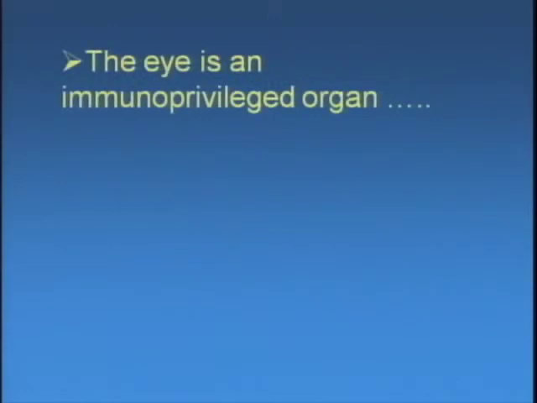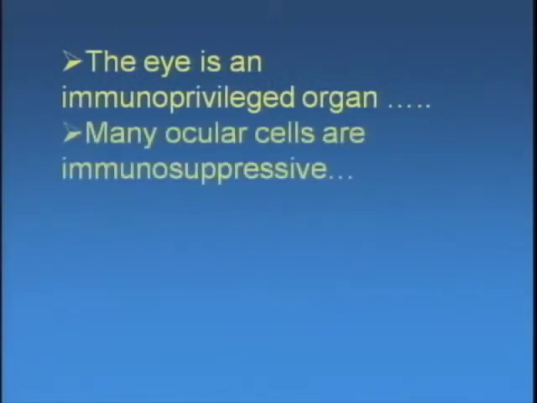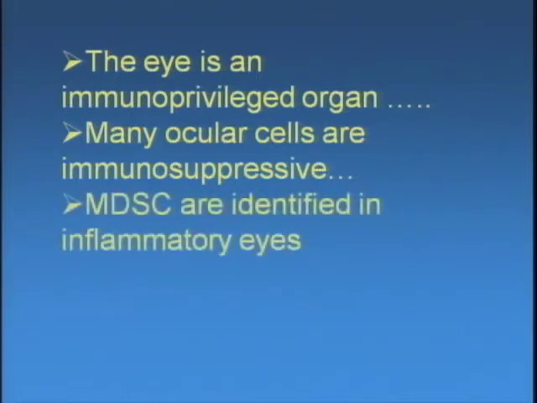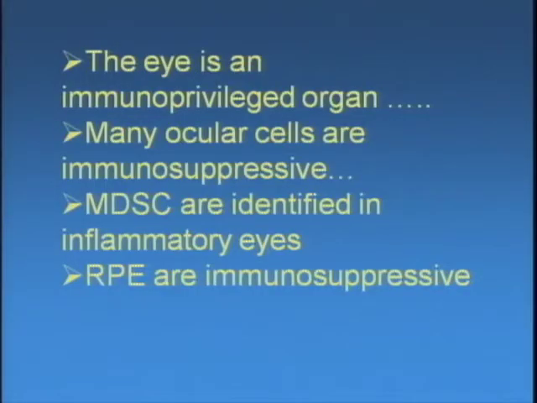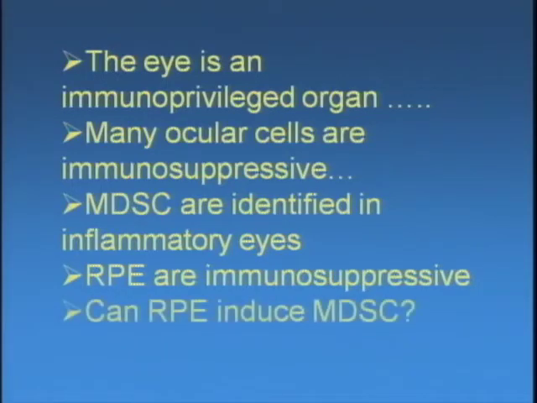So as everybody here knows, the eye is an immunoprivileged organ, and a lot of ocular cells have been shown to be immunosuppressive. And MDSC are identified in inflammatory eyes. In addition, RPE has been shown to be immunosuppressive. So that raises the question, can RPE induce MDSC?